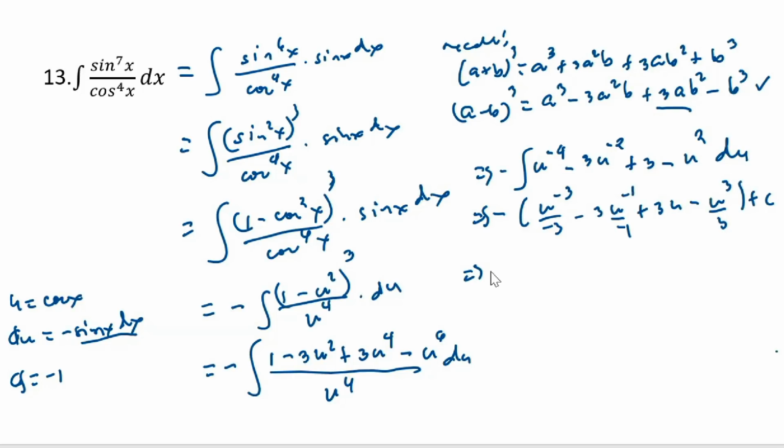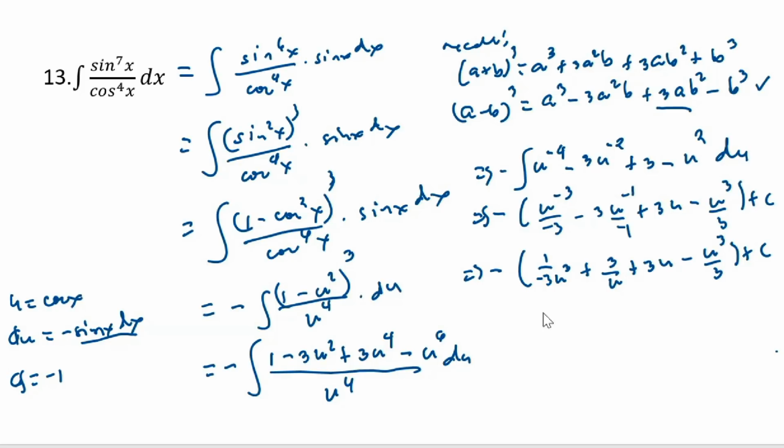This will become now negative. Simplifying this one, we can write now 1 over negative 3 u to the power of 3. And then this negative 3 and negative 1 becomes now positive 3 over u, plus 3u minus u to the power of 3 over 3, and then plus a constant.